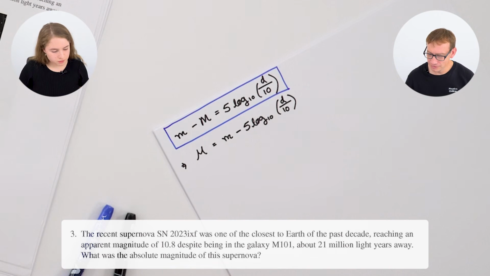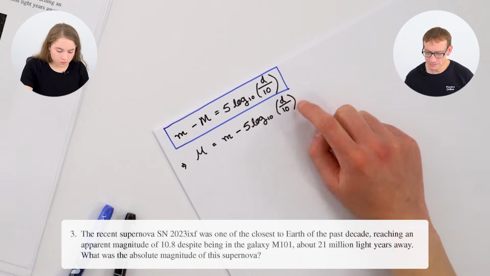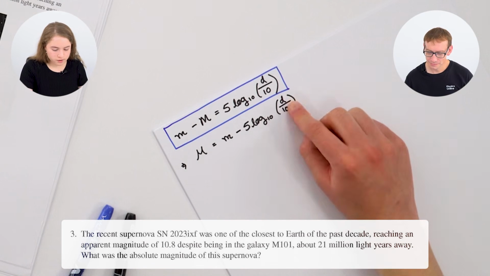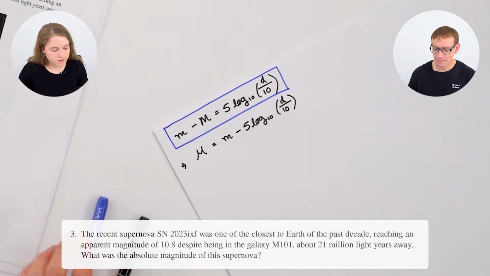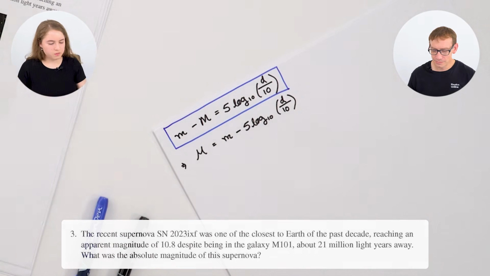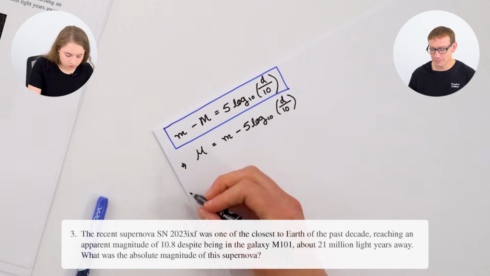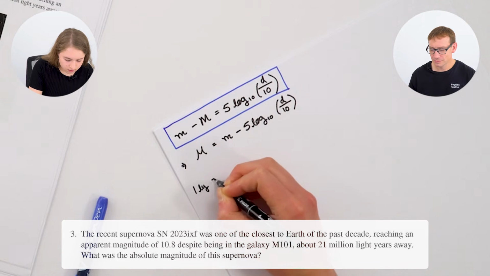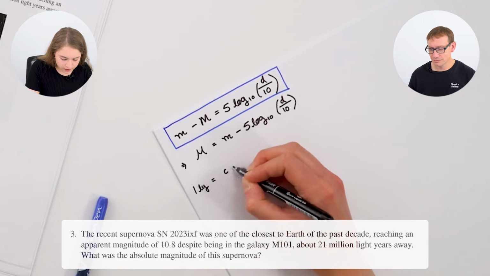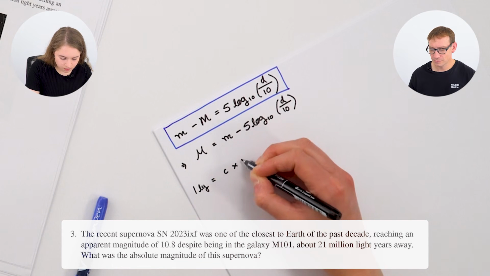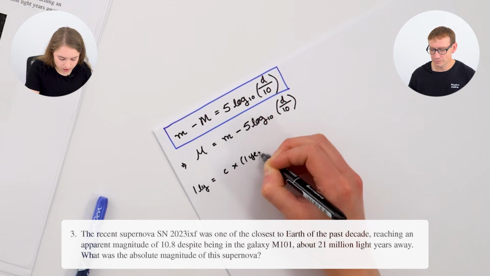Cool, and now we can put some numbers in, but hang on. In order to substitute in the distance of the object, we have to use the distance in units of parsecs. That's the requirement for using this formula. However, we've been given the distance in light years. We've been told it's 21 million light years away. So let's break this down. So 1 light year is, in meters, the speed of light in meters per second times the number of seconds in a year.